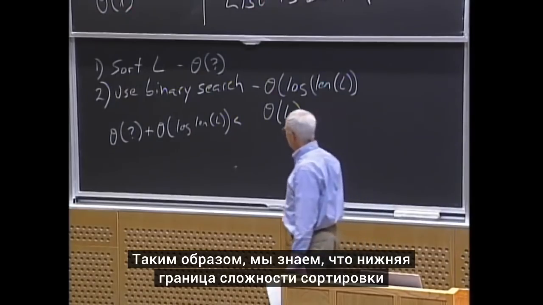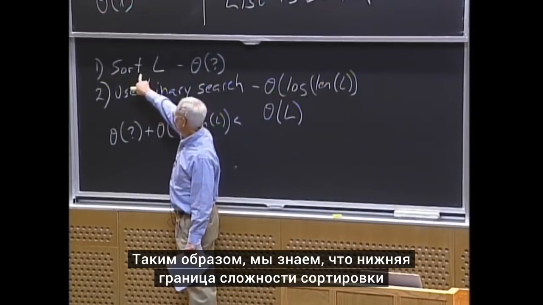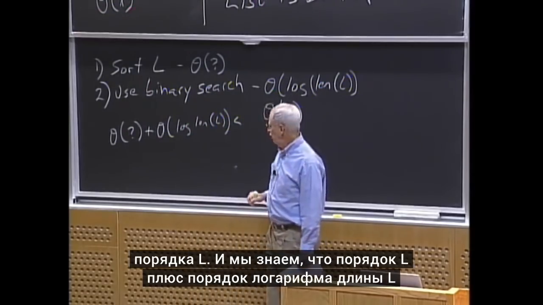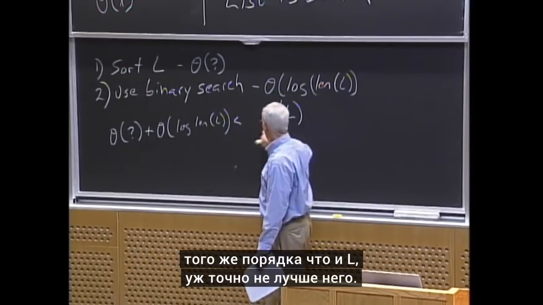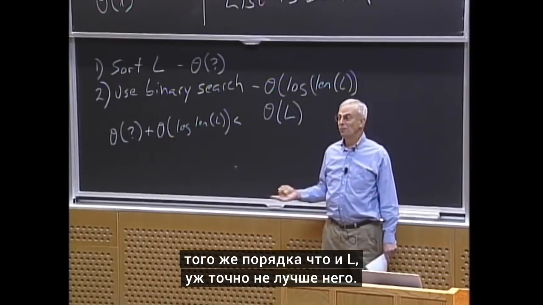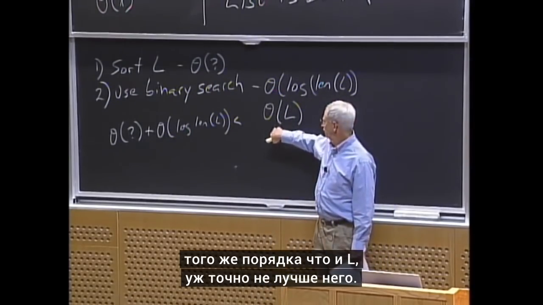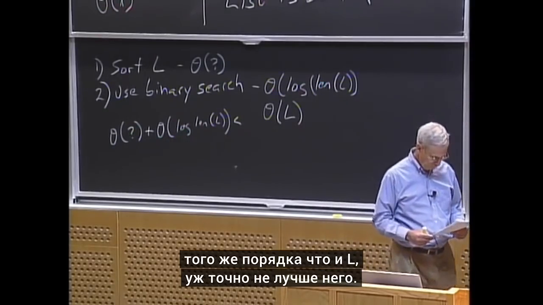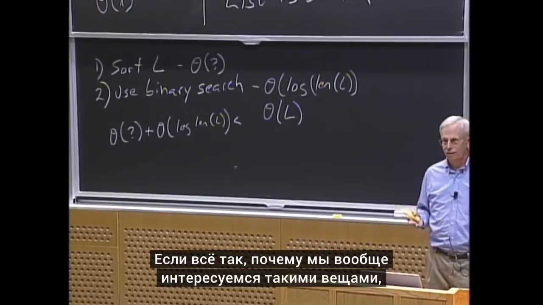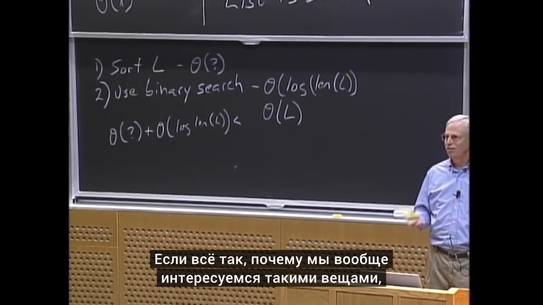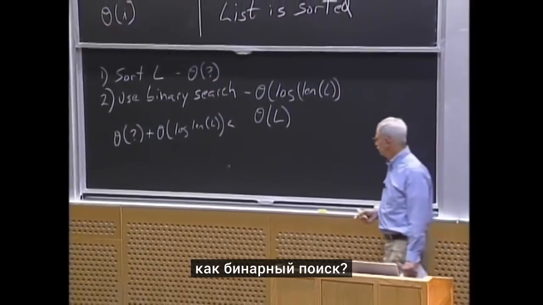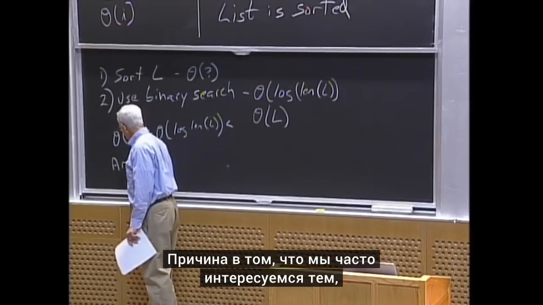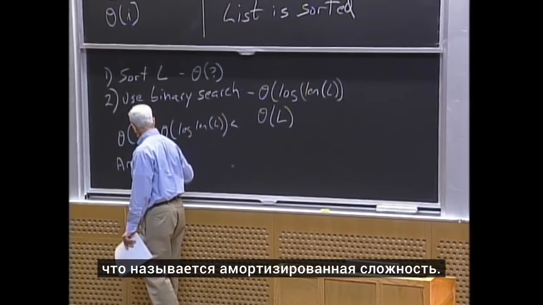So we know that we have a lower bound on sorting, which is order L. And we know that order L plus order log length L is the same as order L, which is not better than that. All right, so why do we care? If this is true, why are we interested in things like binary search at all? And the reason is we're often interested in something called amortized complexity.